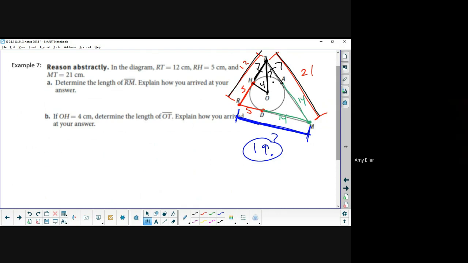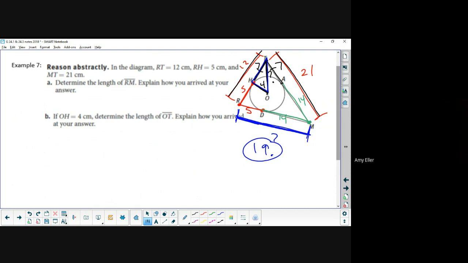Explain. We don't have to explain. We're going to show our work. Well, I see that there's a triangle here. Maybe I'll draw it in blue. Is it a right triangle? Yes. Here's how I know.